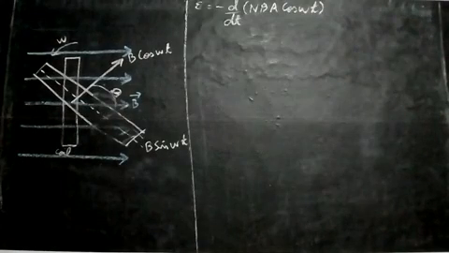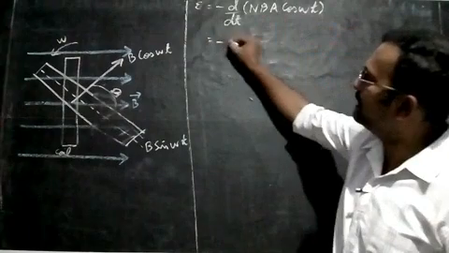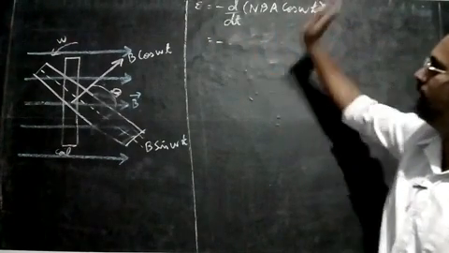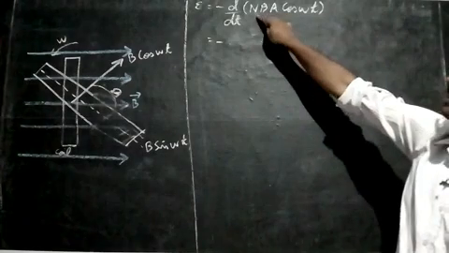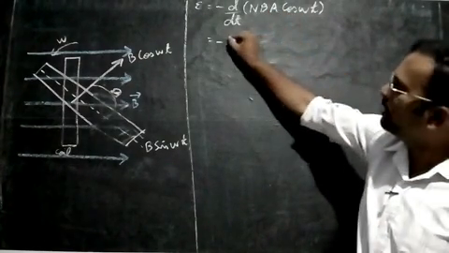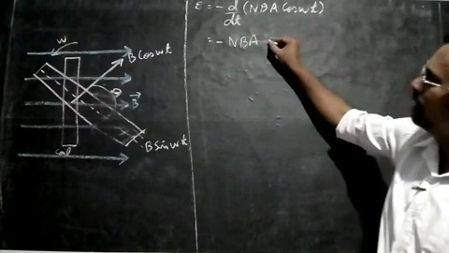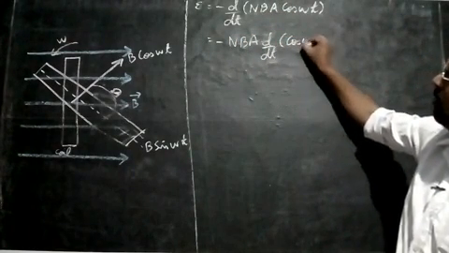So let us do the differentiation here. I erase this and write on top. So we get here minus d by dt of this quantity we have now. What you do is take the constants outside, that is NBA: N is the number of turns, B is the magnetic field, A is the area of the coil. You take them out, so NBA comes out. They are constant. So d by dt of cos omega t.